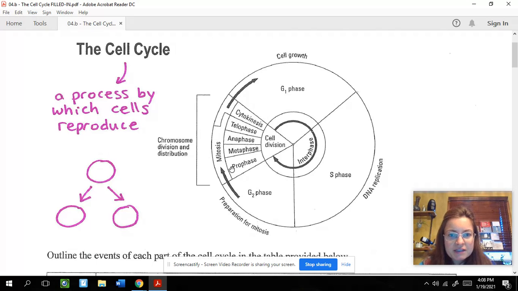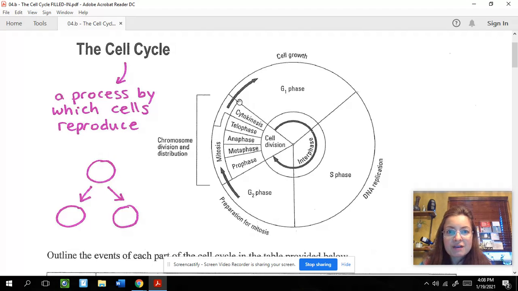Mitosis, which consists of prophase, metaphase, anaphase, and telophase, is when the nucleus divides. And then cytokinesis is when the cytoplasm, the rest of the organelles, the rest of the cell divides. So at the end of cell division, we now have two brand new cells.